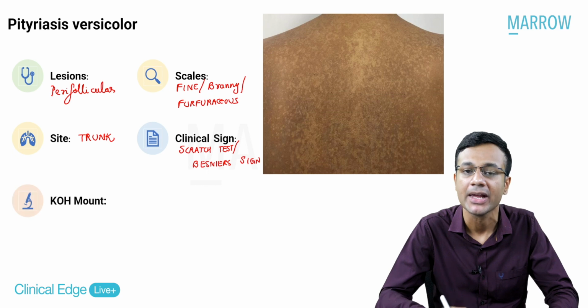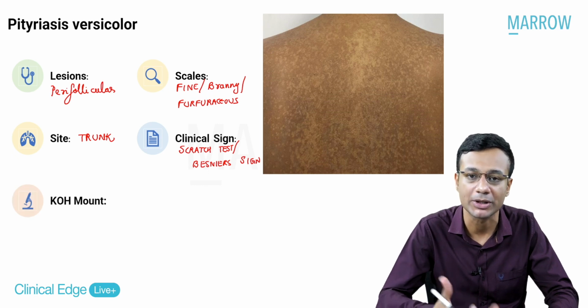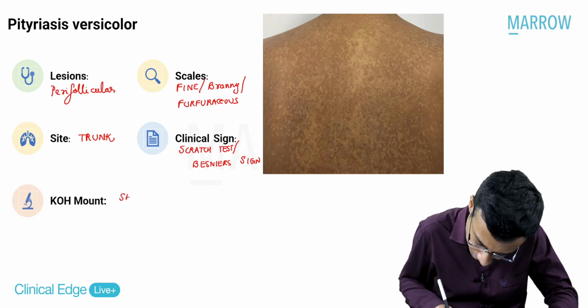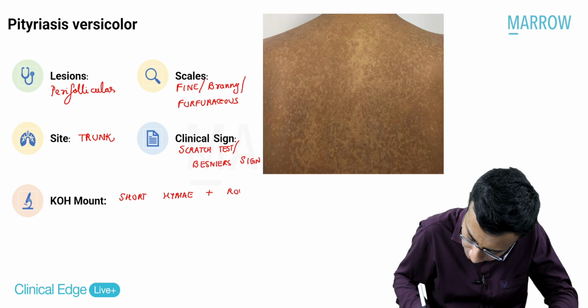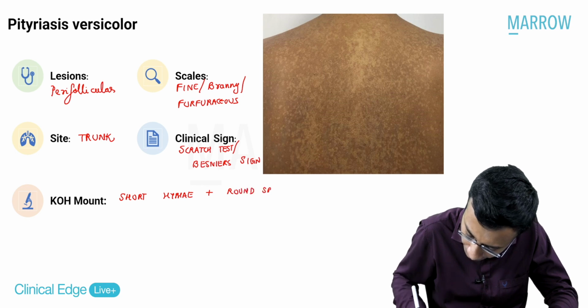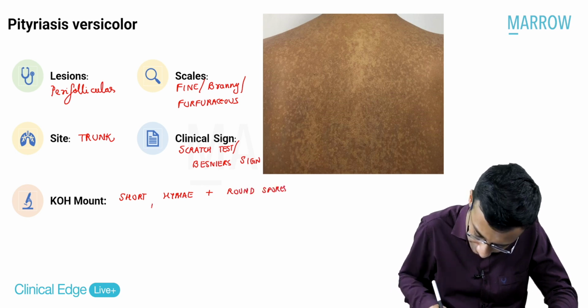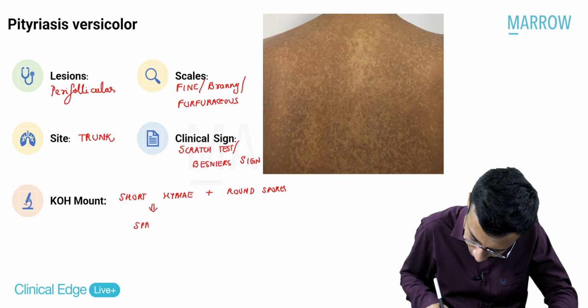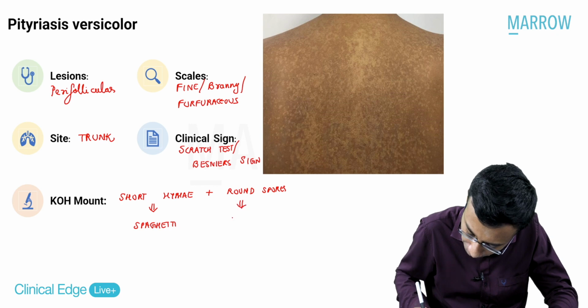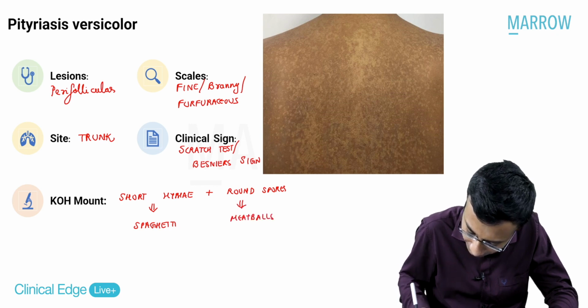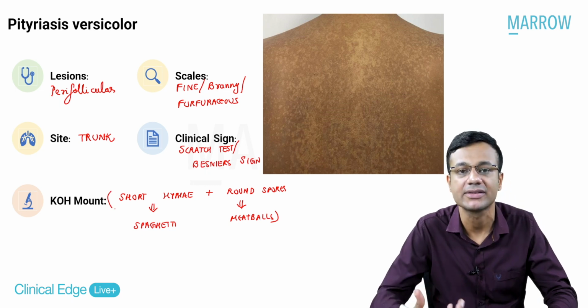Scaling becomes prominent. And to confirm the diagnosis, you have to do a potassium hydroxide mount. You get short hyphae plus round spores. Short hyphae are compared to spaghetti. Round spores are compared to meatballs. That is why this is referred to as the spaghetti and meatball appearance, very classical of pityriasis versicolor.